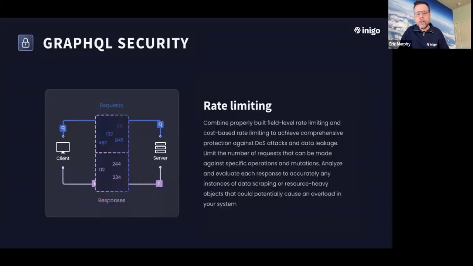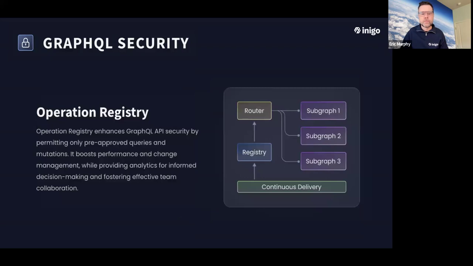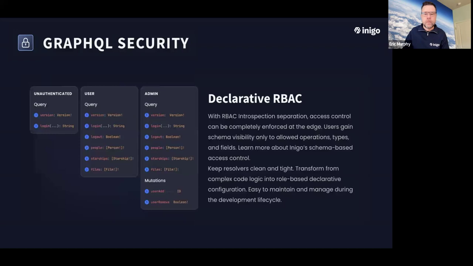Additionally, for security, we offer some great features such as rate limiting that's very granular. So you can control, for each and every client, exactly how much data they can retrieve and how often, to the field level. And this helps prevent denial of service attacks and scraping of your data. Additionally, we offer an operation registry. This allows you to only permit pre-approved queries, and this also has a side effect of boosting performance.